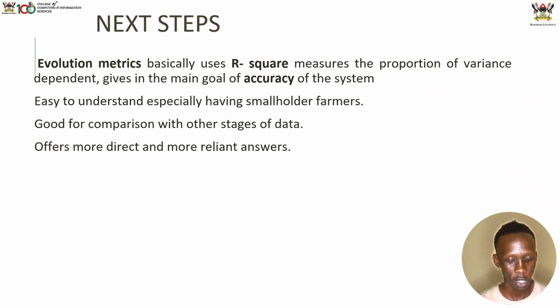So what did we choose to reach our objective of accuracy? We decided to use R square. This measures the proportion of variance in the dependent variable. So it will try to learn from the data how much more accurate we can get from different values and get a more accurate and critical result. Since they are smallholder farmers, we make it easy for farmers to use, something simple for them to understand at different stages.